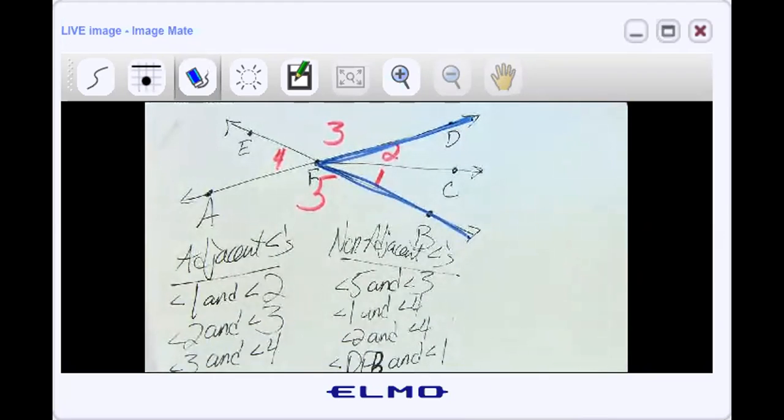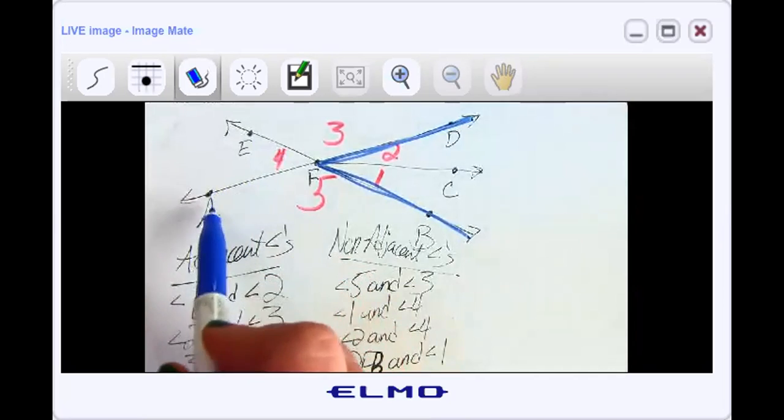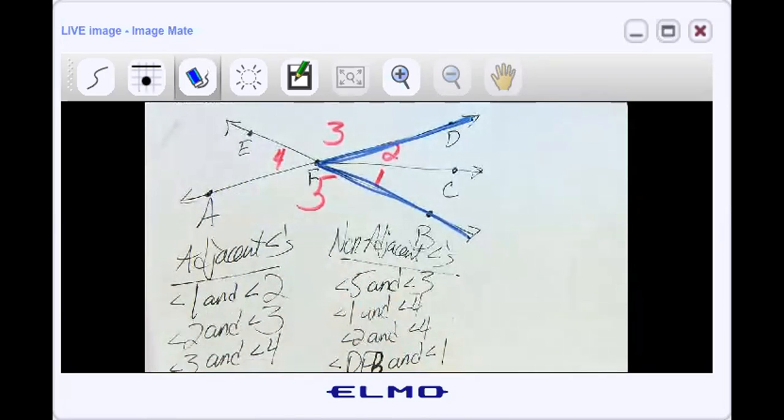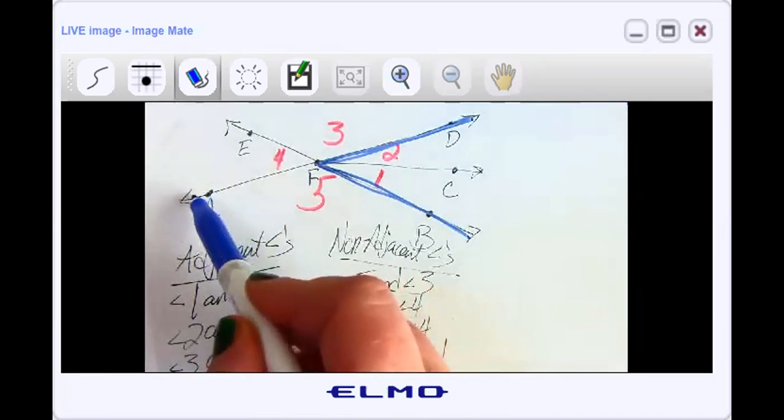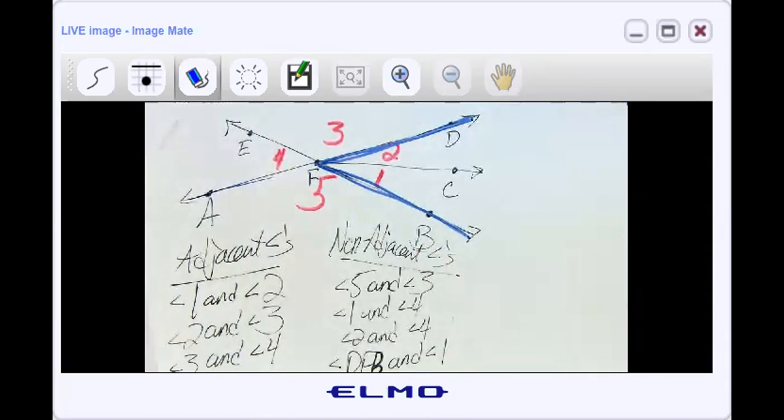So be careful. I got an answer in the chat of AEF. But AEF, I don't think you mean that one, because AEF would be an angle that I don't even have drawn here. Because remember, the middle letter has to be the vertex. So I'm wondering if you meant... You'd have to have F in the middle. So maybe you mean AFE? Oh, AFE. So the problem with AFE, they would share a vertex, but they wouldn't share one single common side.